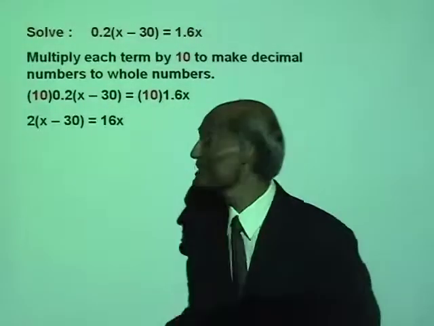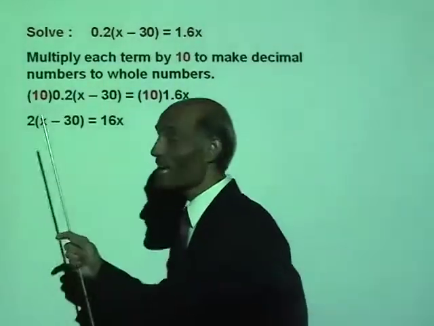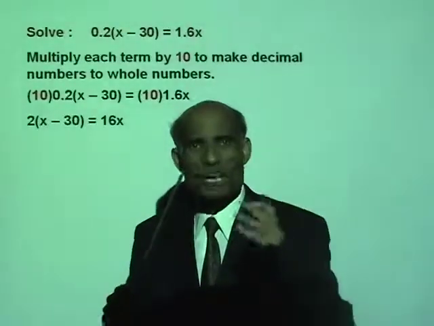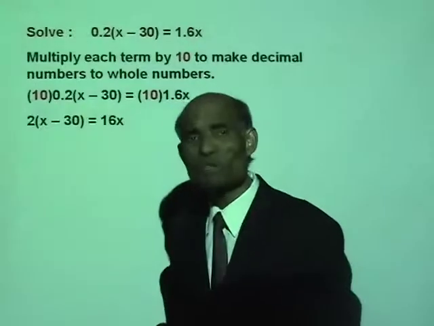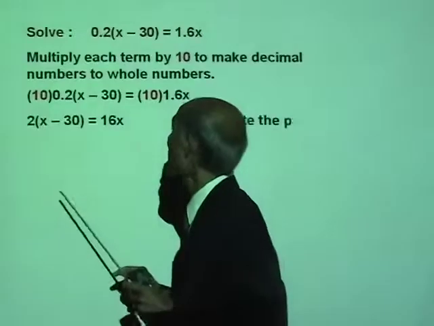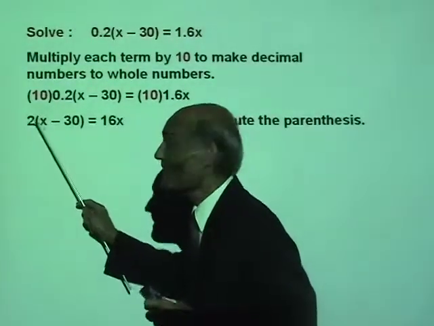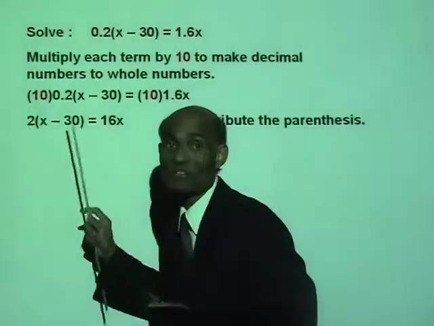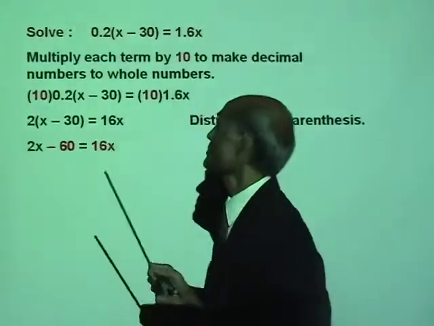What do you do to this equation? What is the next step? You see the left side is not made of simple terms. We need to make the left side simple terms by doing what? Distribute that 2. So 2 times x is 2x, and 2 times negative 30 is minus 60. That will be 2x minus 60 equal to 16x.